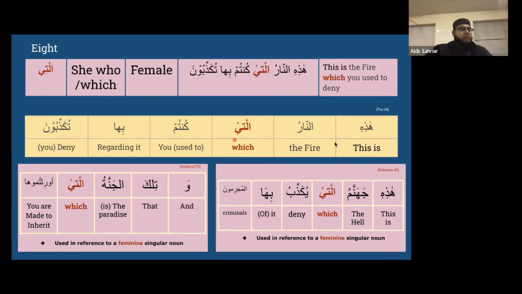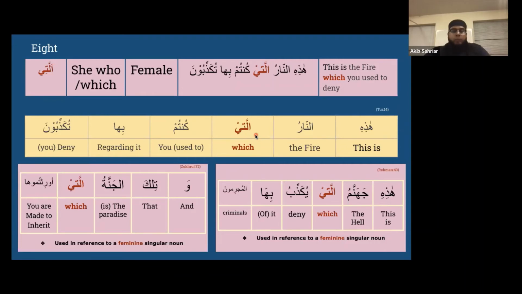So I guess these are three key words to remember here. Hadihi, that we did before, this is for feminine. An-nar is the feminine word that will come up in the Quran multiple times, which means the fire, usually always referring to Jahannam.